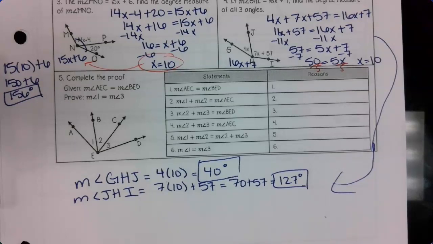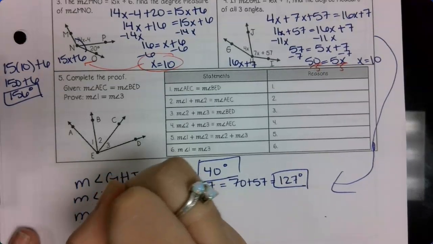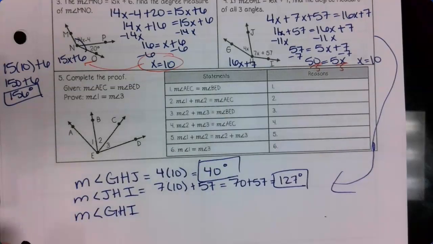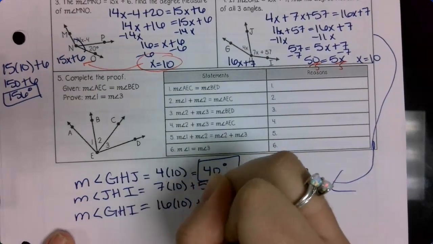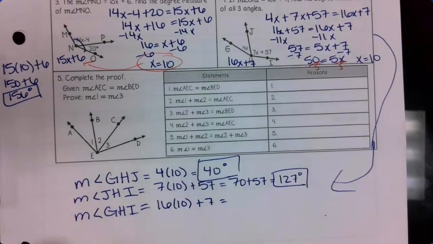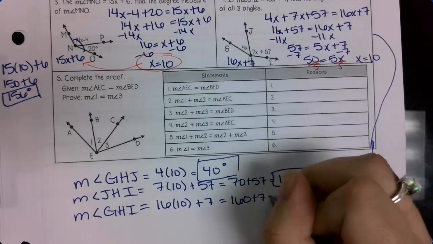Okay, so the last one I need to find is GHI. There are 2 ways I can do this. I can plug into the formula, or I can add the 2 I already know together. Which one do you want me to do? Formula or add the 2? Okay, I'll do the formula. What is 16 times 10? And then 160 plus 7?